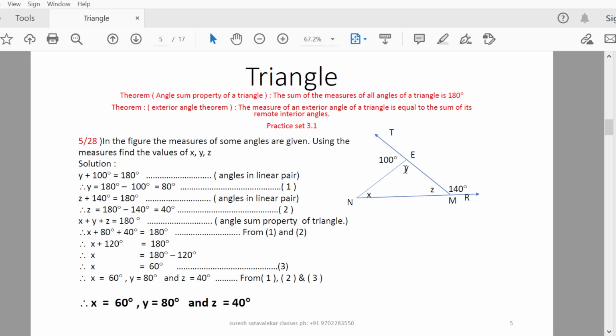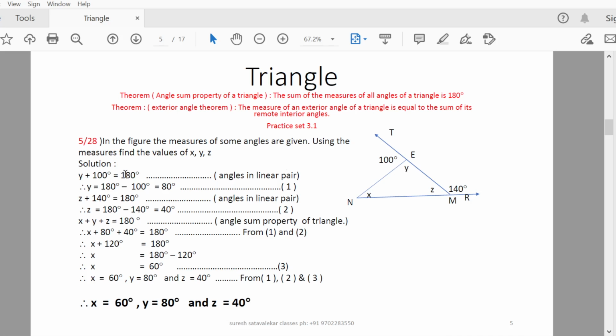As I told you before, angles in linear pair means what? They have a common vertex. If you consider angle TEN and ENM, E is the common vertex and ray ET and ray EM are opposite rays, and ray EN is a common ray. So such angles are called angles in linear pair. And the property is that the sum of the measures of angles in linear pair is 180 degrees. Therefore, y plus 100 is equal to 180 degrees.